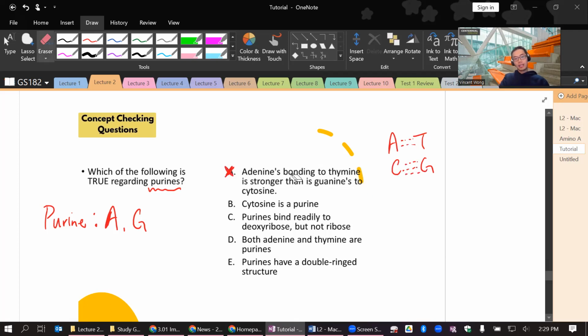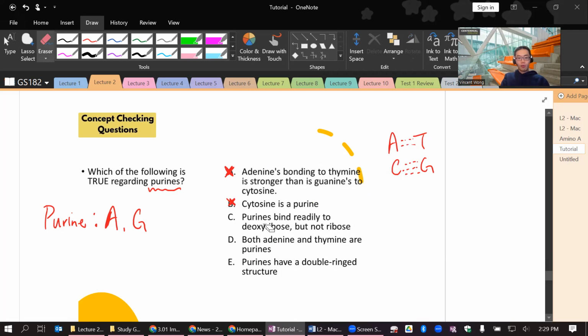That is not true. Okay, it's the other way around. Cytosine is a pyrimidine. So purine is A or G, so not cytosine. That's not true as well. Purine binds readily to deoxyribose, but not ribose.